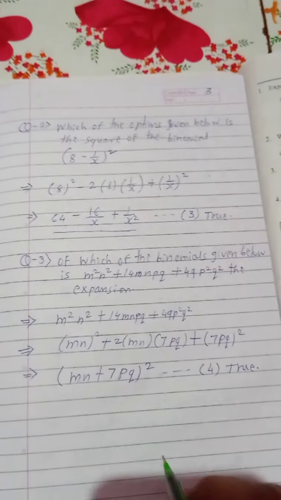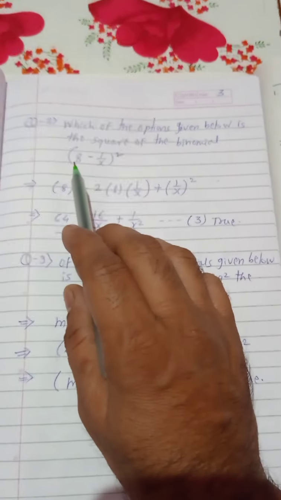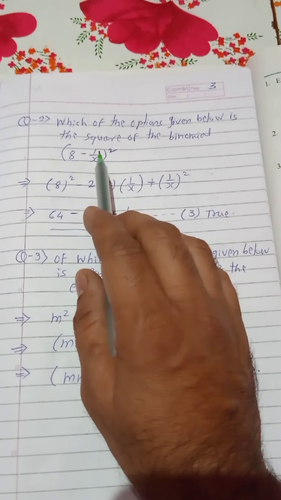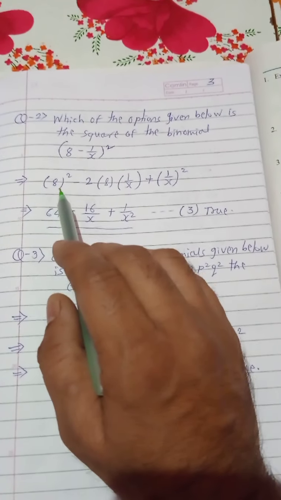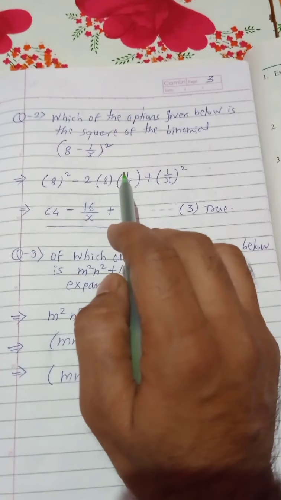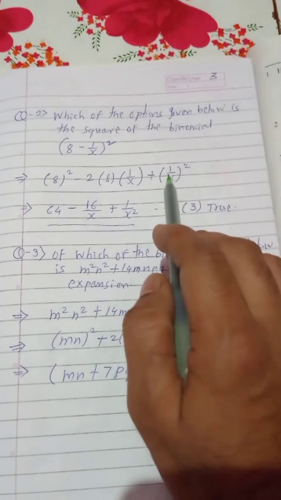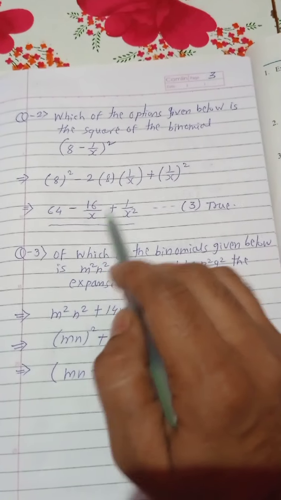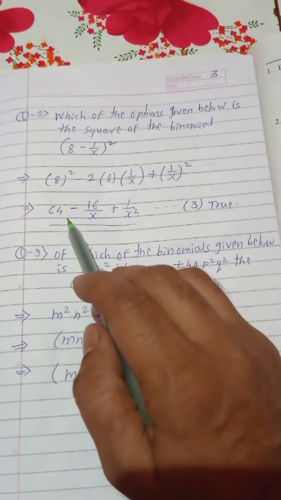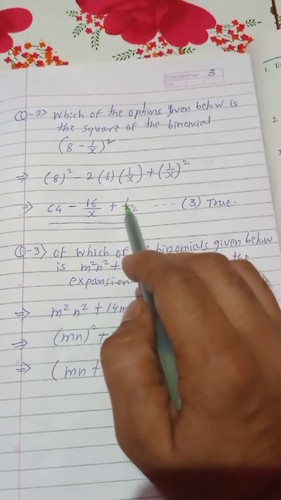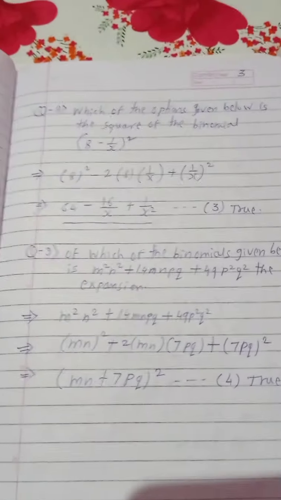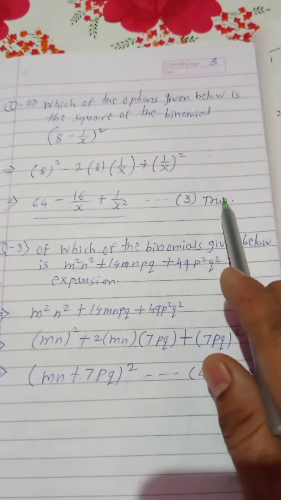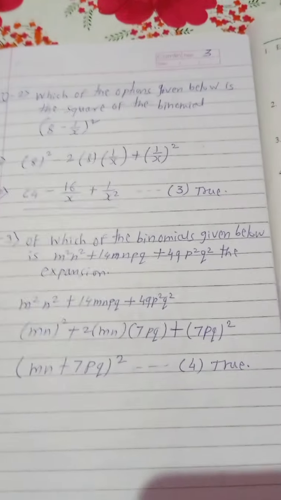For the expansion, which formula do I have to use? That is the (a minus b) square formula. Here a is 8 and b is 1 upon x. Then 8 square minus 2 into 8 multiplied by 1 upon x plus (1 upon x) bracket square. Then 2 eights are 16 upon x, so it will be 64 minus 16 upon x plus 1 upon x square. So option number 3 is the correct option. I have written option number 3 as the true expansion for (8 minus 1 upon x) bracket square.